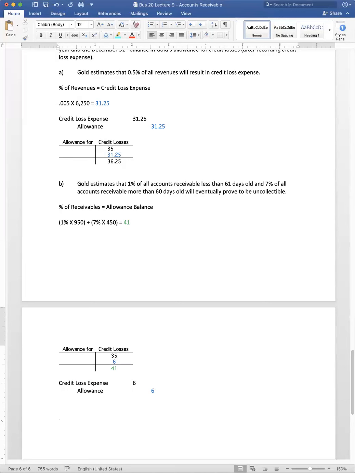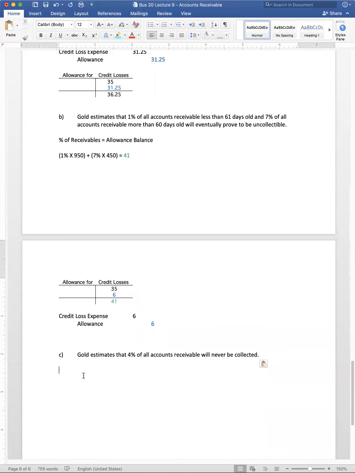Okay, let's try it again with a new situation. So remember, the procedure is determine the method, use that method to determine the formula, then calculate the number, and then apply that number to the thing you have calculated, right? All right, so let's do that again. First, we're going to determine the method here. Gold estimates that 4% of all accounts receivable will never be collected. So that's clearly percentage of receivables. Okay? So we know that we're going to have a percentage of receivables.